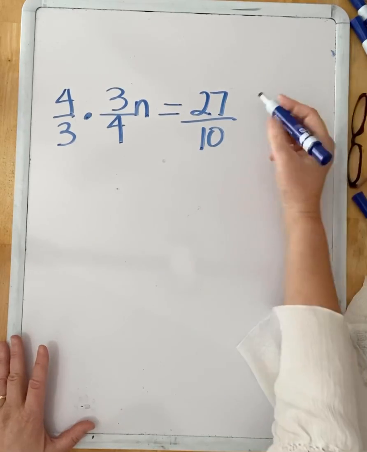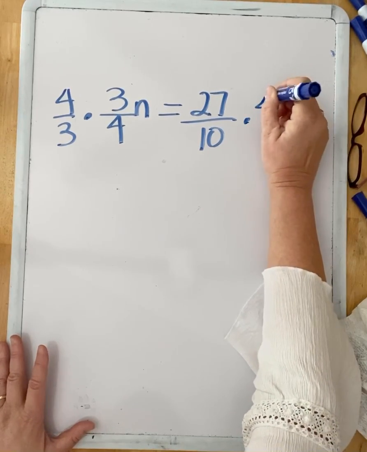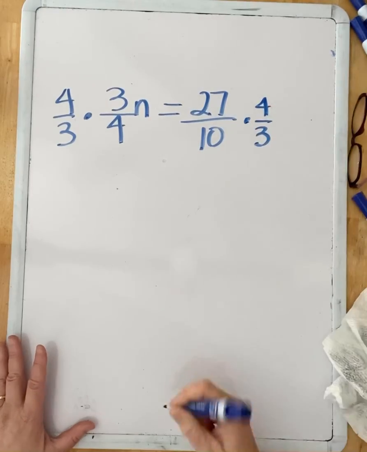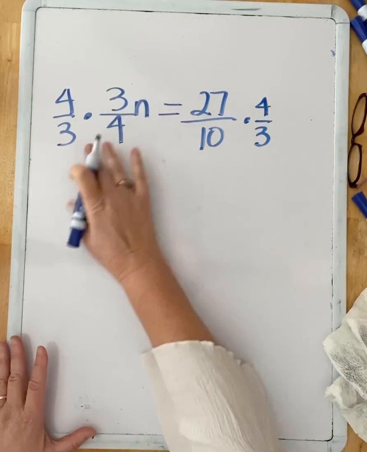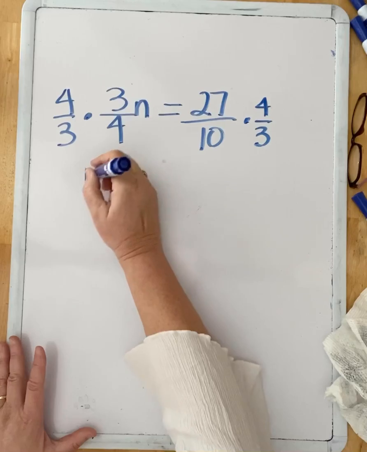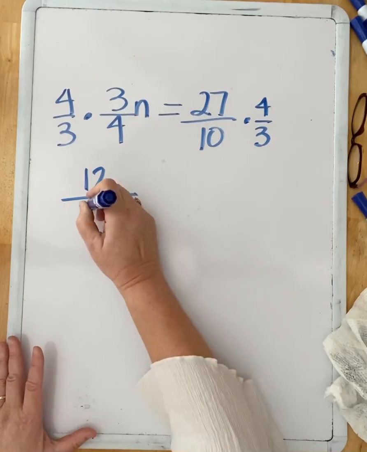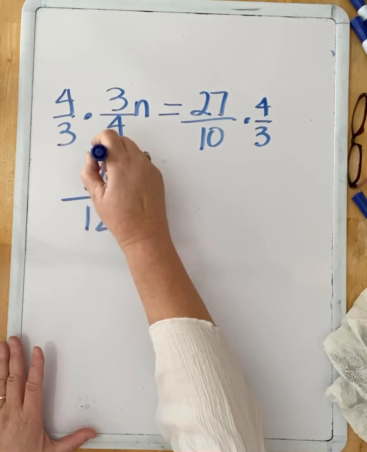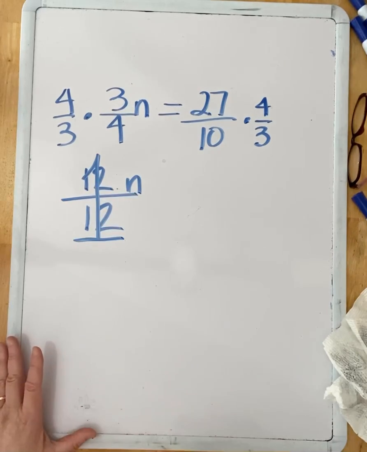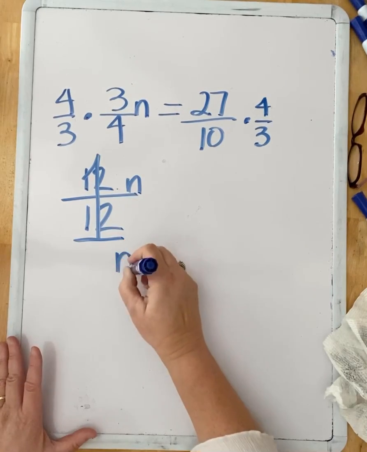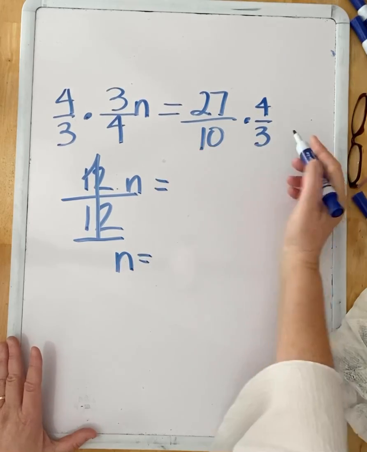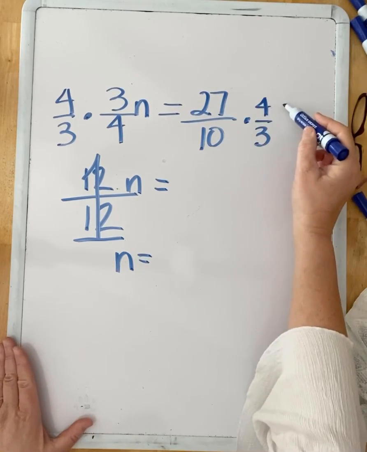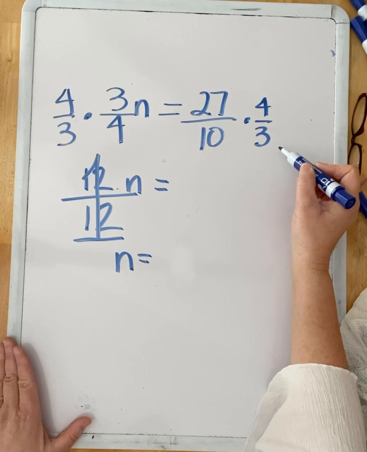I also have to multiply by 4/3 on this side. Okay, so on this side, 4 times 3 is 12. 3 times 4 is 12. N. This gives me my 1. That's my identity property, which gives me n by itself. All right, and then I'm going to multiply straight across here and straight across here.